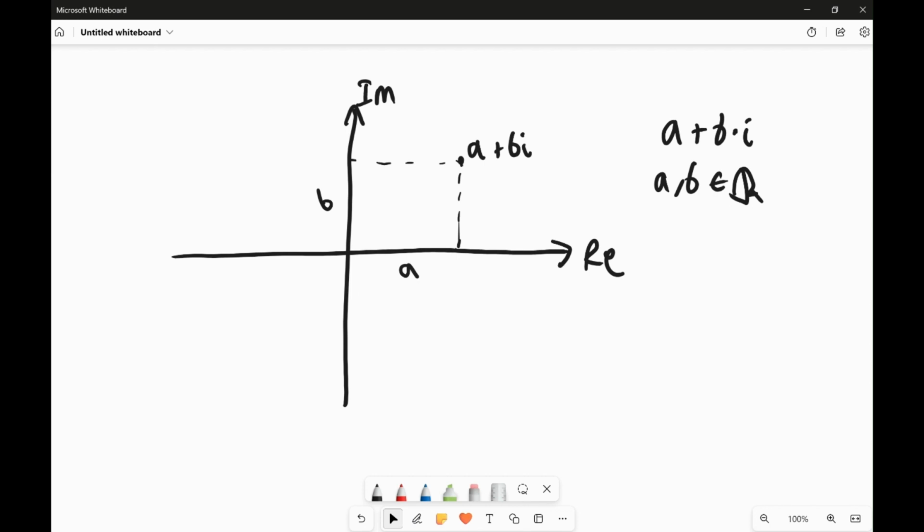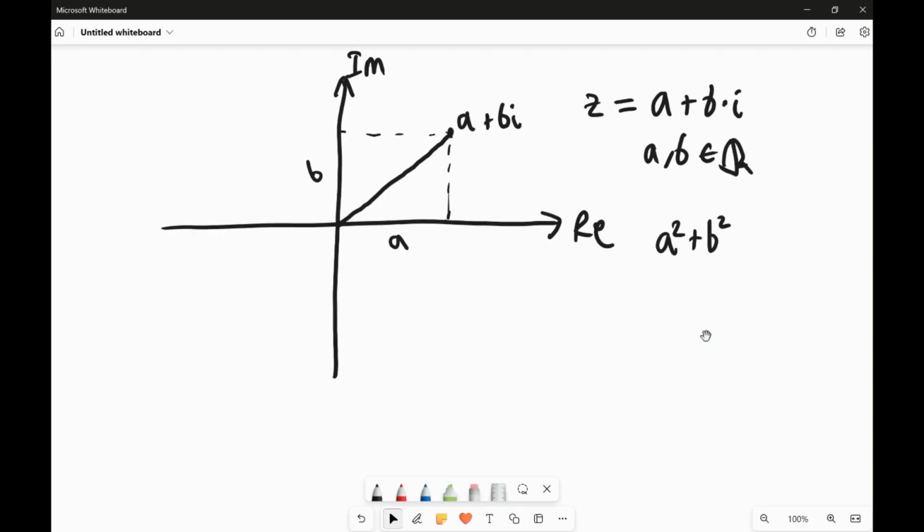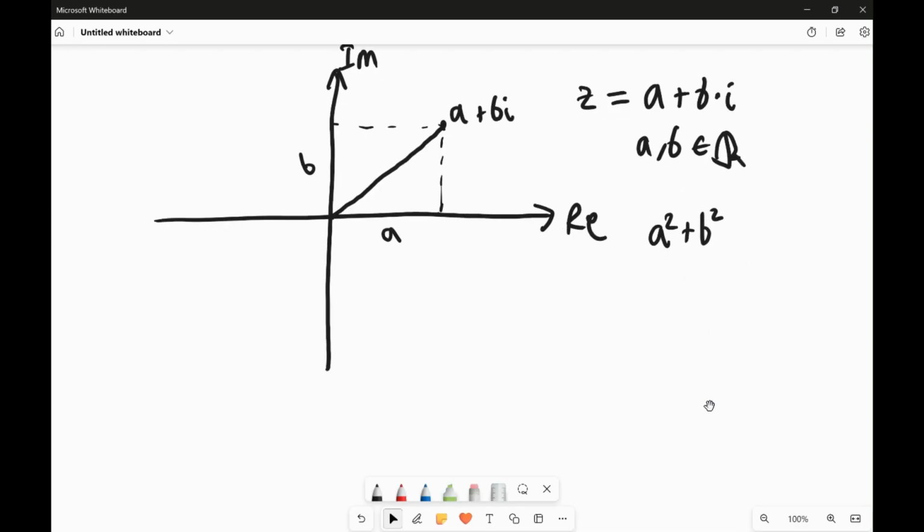A natural question to ask is, well, what is this distance here? Well, it is obviously a squared plus b squared. And I'll just go ahead and call this z to make things easier. But how can we express this value here purely in terms of z? Well, in order to do that, we need to find something called the conjugate. The z conjugate is equal to a minus b times i. So it'd go all the way down here. So that's a minus bi.